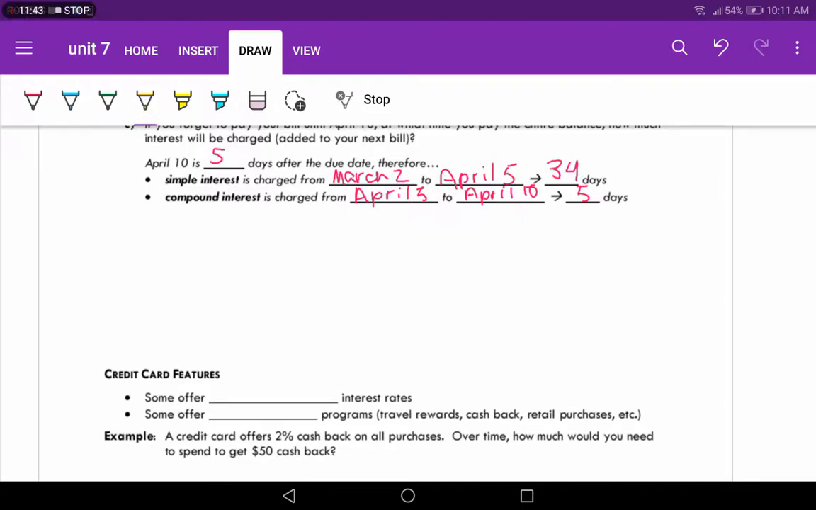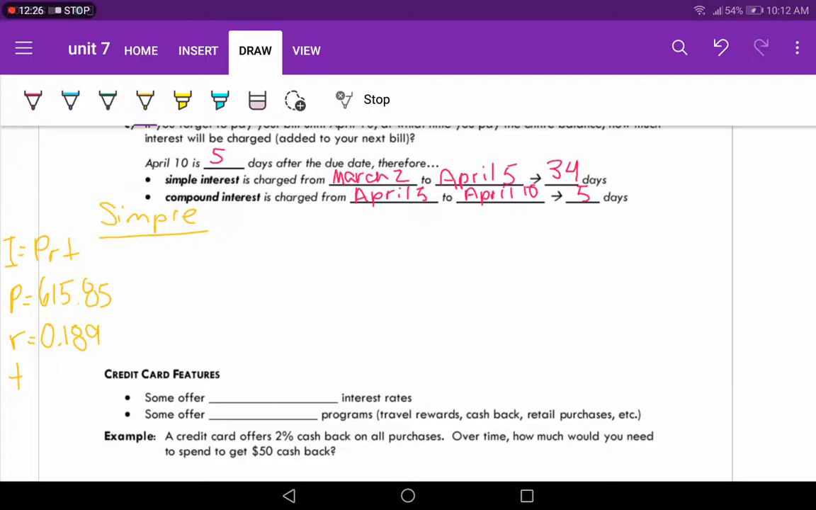So I'm going to start with simple. Okay, so all you're doing is you're using the formula you learned in the last unit. So our formula for simple interest is I equals PRT. Okay, again, I'm going to start by listing out the information that I know. I know the price of that bike, or the principal, what we're starting with, was $615.85. My rate was 18.9%, so as a decimal, 0.189. And my time period is 34 days.